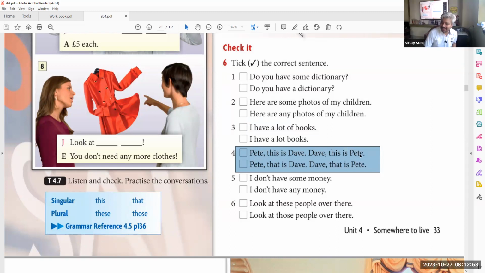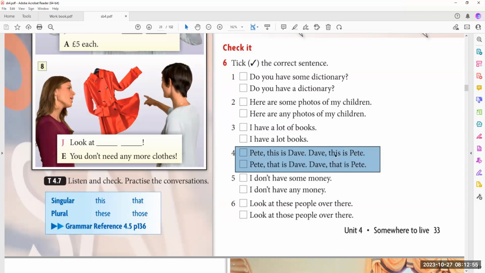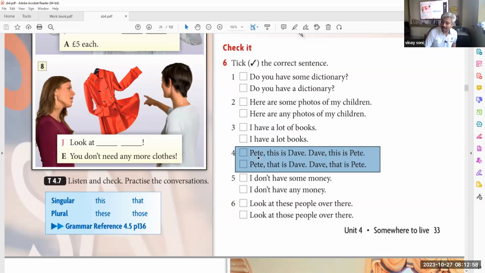When do you say this line? When you are introducing Pete and Dave. You're introducing them, right? To each other, right? You are introducing 2 people. So you say, Pete, this is Dave. Dave, this is Pete. All right? You have confusions. You can share with me. Go ahead. What's your confusion?